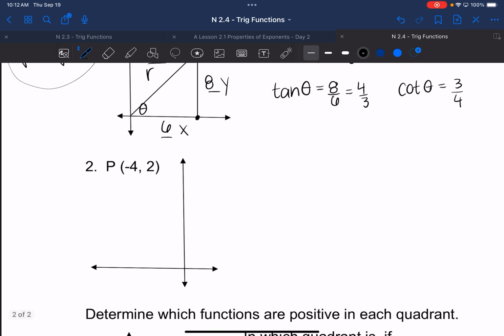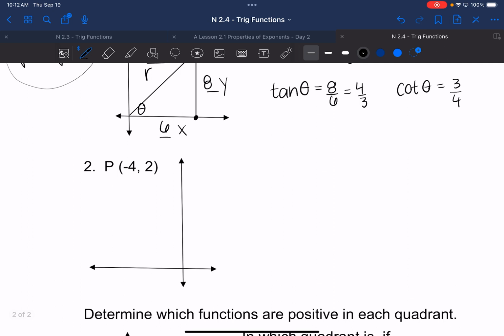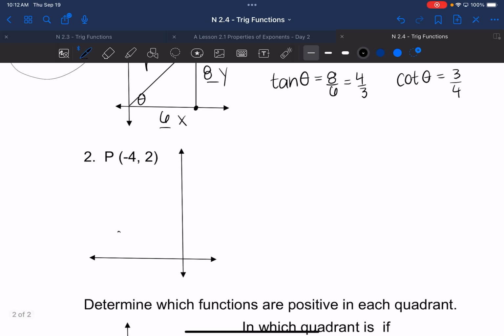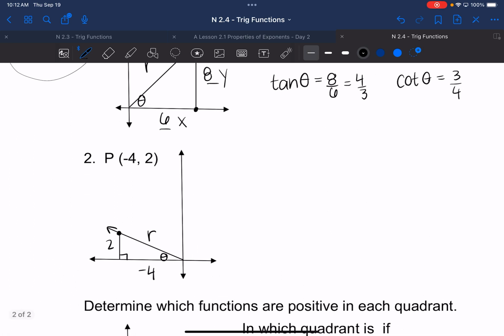So let's talk about what that looks like. So we knew that the terminal side went through the point (-4, 2). So (-4, 2) probably hits somewhere in here. So my terminal side had to go through that point. So it looks something like this. And theta was down here. And they told us the x value was -4 and the y value was 2. So we were looking for r, right? Okay, and what did we do to find r?